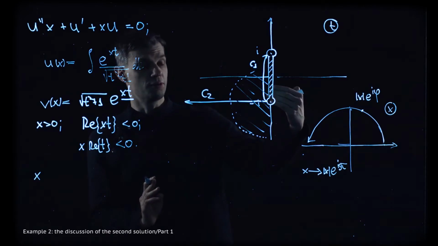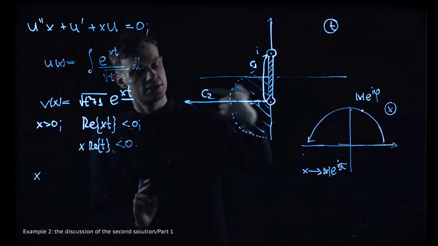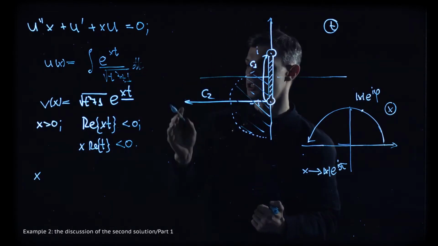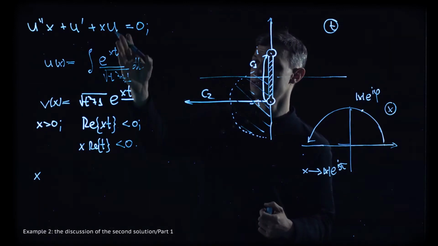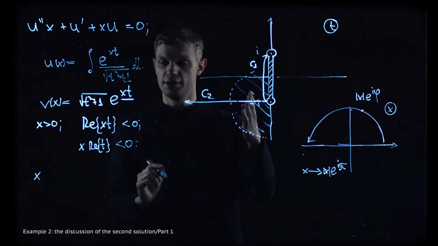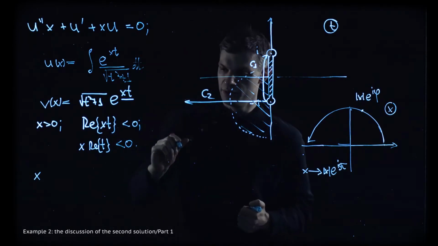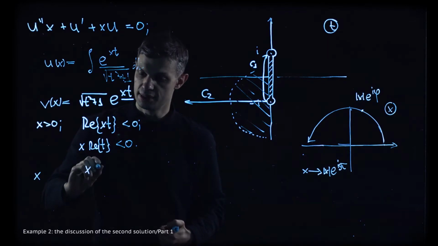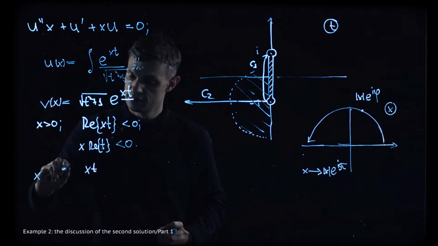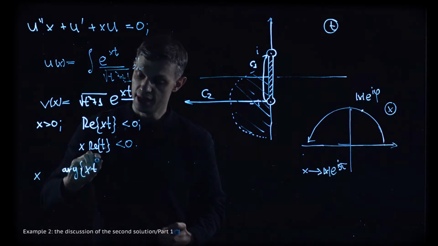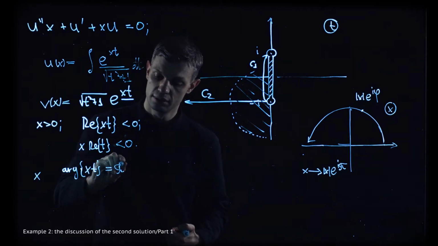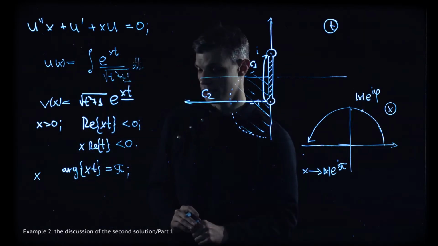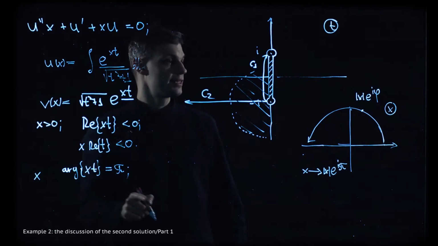In fact, the reason why I chose the contour in the strict left direction is that this happened to be the steepest descent direction when we try to estimate this integral. Why? Because the steepest descent direction is defined by the condition that the argument of x times t is equal to pi. And since the argument of x is 0, the argument of t is pi. Hence, this direction.